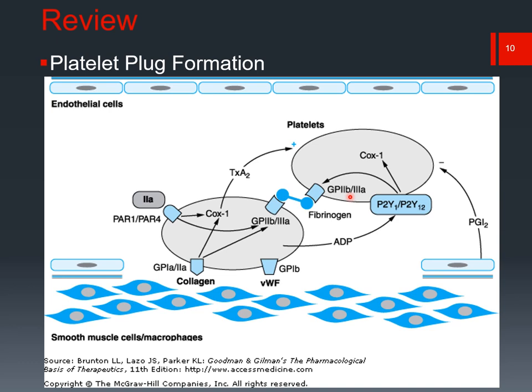In this example, they're aggregating with fibrinogen. So we have fibrinogen bound to this GP2B3A receptor on the platelet, as well as fibrinogen binding to this GP2B3A receptor on the second platelet, which is bringing those platelets together and binding them tightly together. If fibrinogen was not there, no fail, we also have von Willebrand factor that can aggregate those platelets as well.